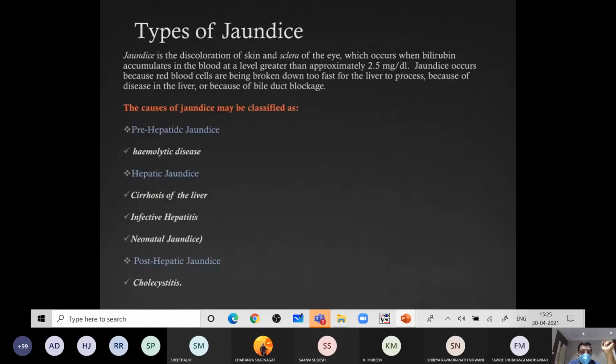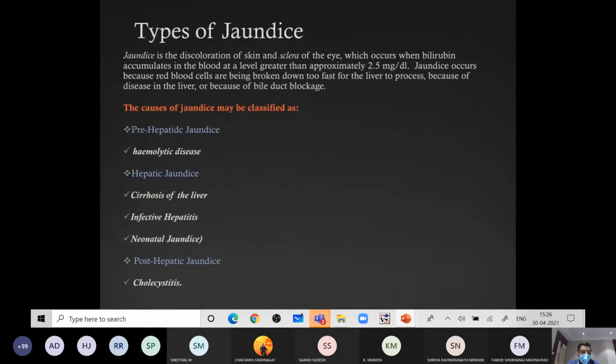Jaundice occurs because red blood cells are being broken down too fast for the liver to process, because of liver disease or bile duct blockage, a conjugation defect in the liver, or when hemolysis is more. In certain conditions hemolysis will be more and the bilirubin level increases. Or in any liver disease with hepatic involvement, such as hepatitis, drug-induced hepatitis or alcoholic cirrhosis, this condition also applies.